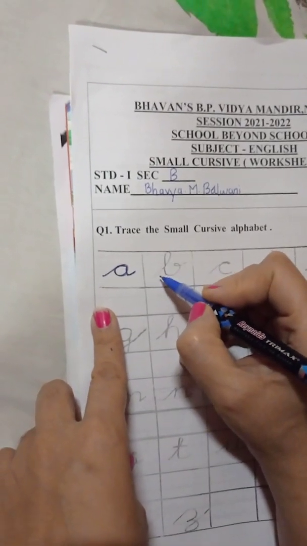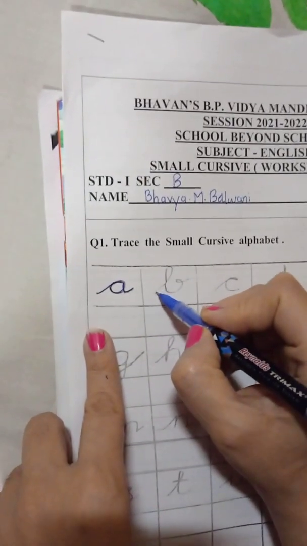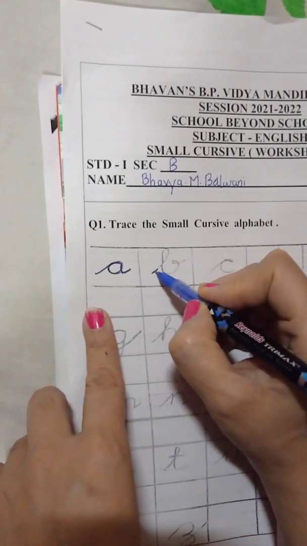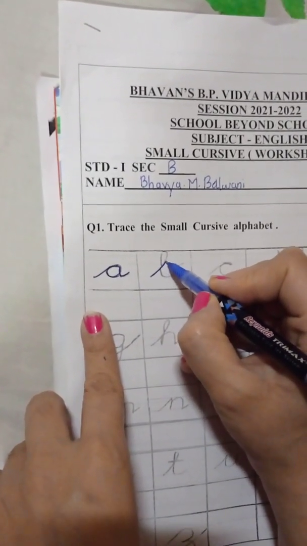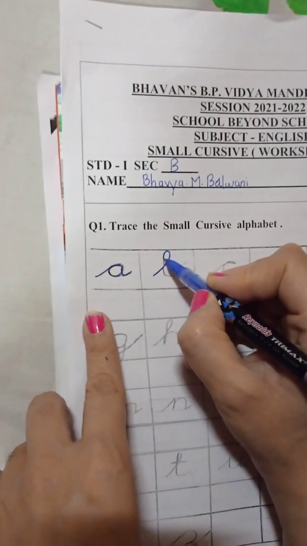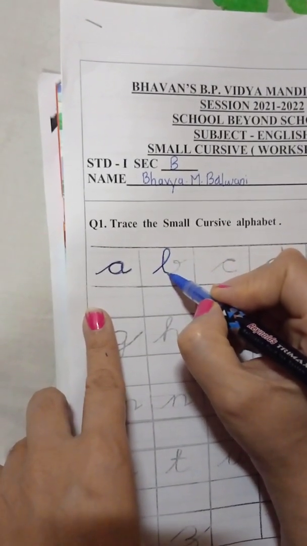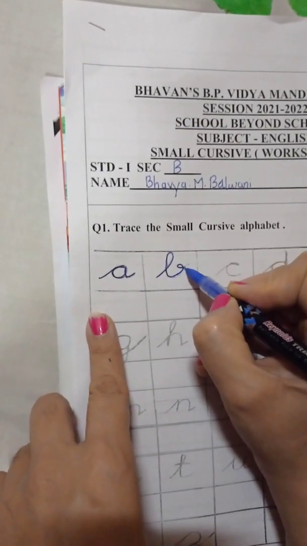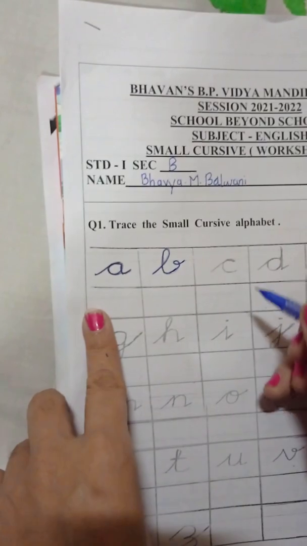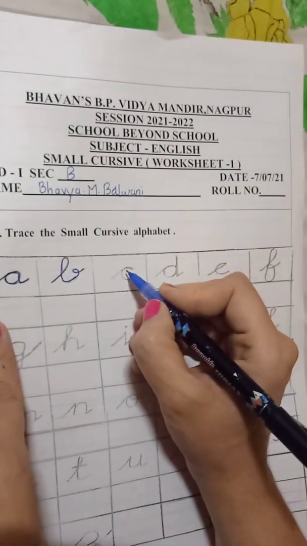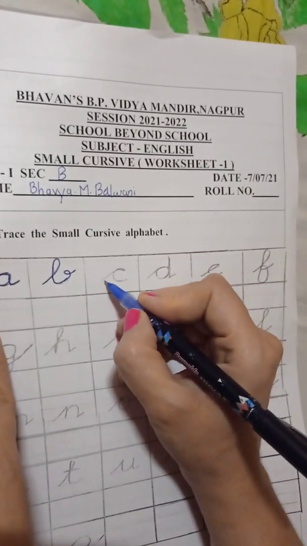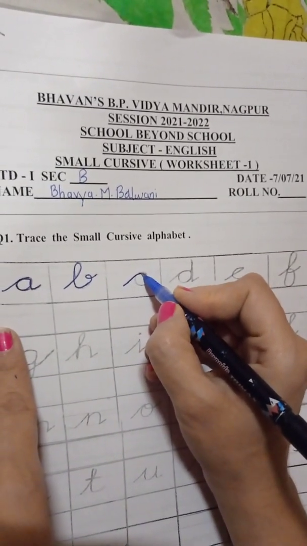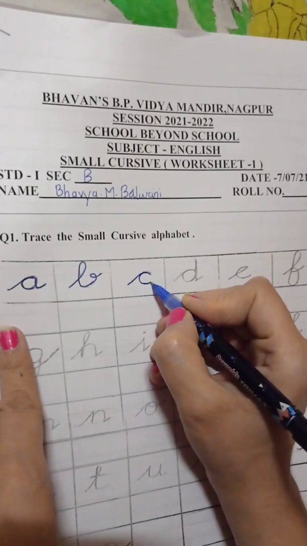Then B is written in between 3 lines, children. So come from the third line to the first line. Make a loop. Come back to the third line. Give a curve, and again make a small loop. So this is letter B. Now letter C, children, is in between the 2 lines. So you have to trace like this and make a small curve.